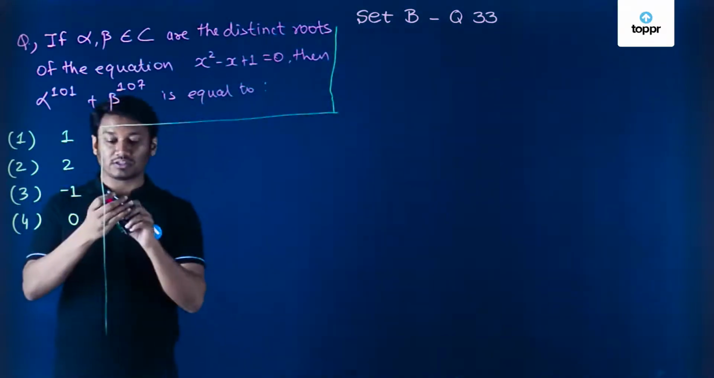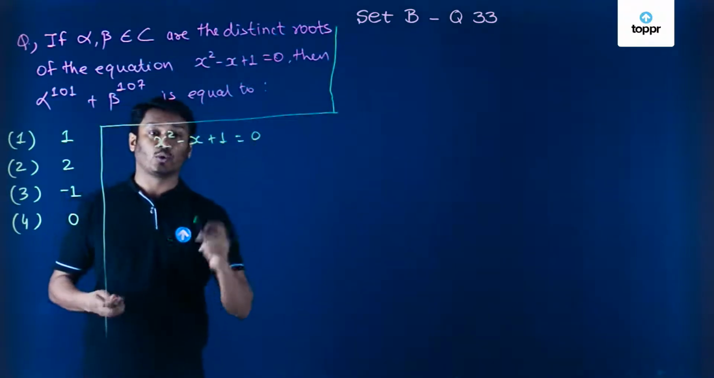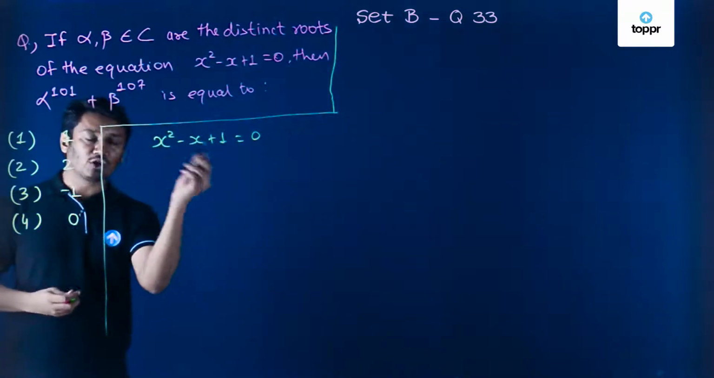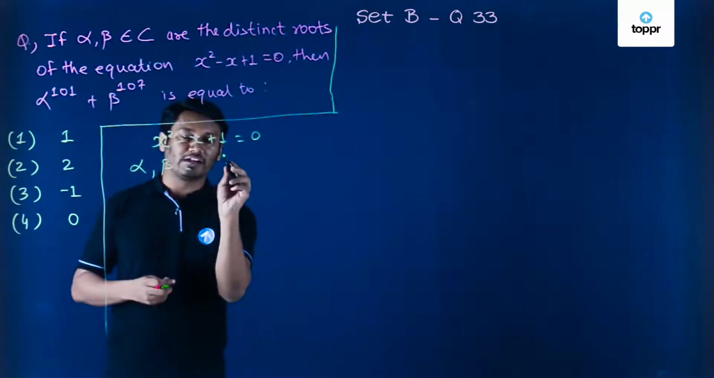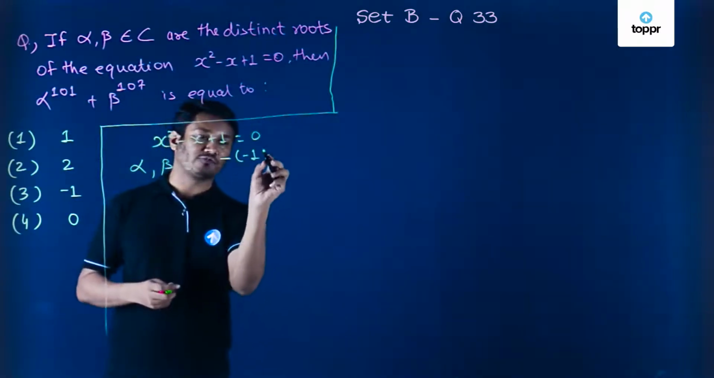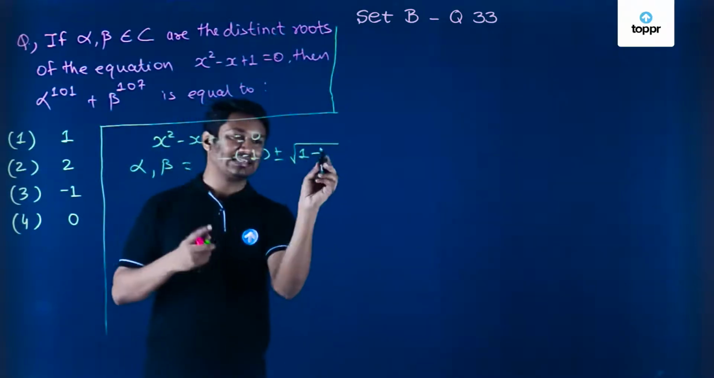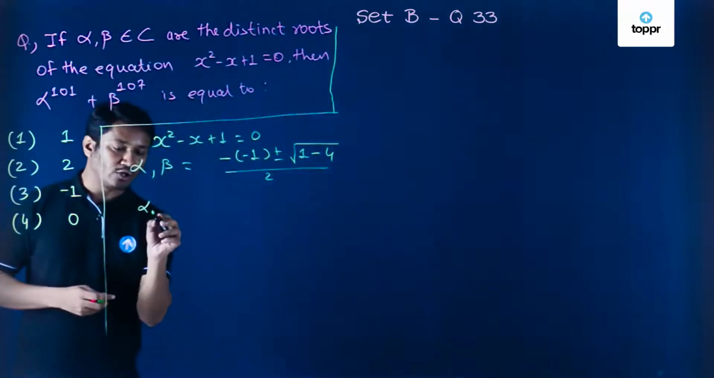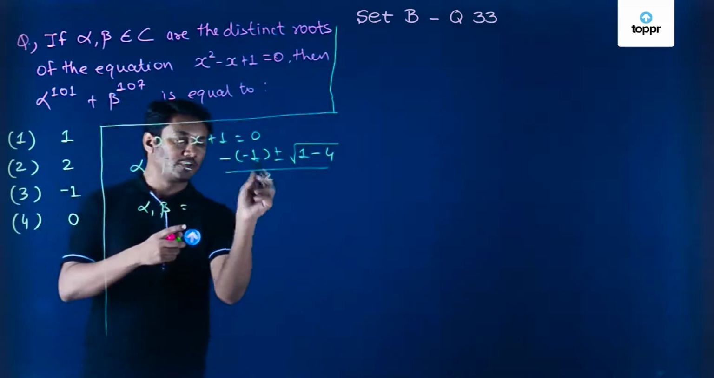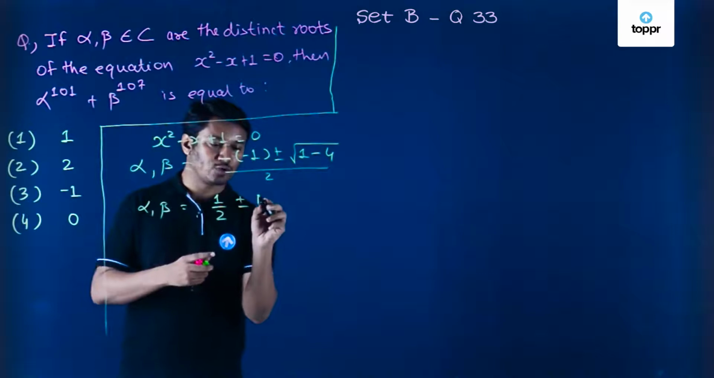We will first consider the given quadratic equation, which is x square minus x plus 1 equal to 0. Now, if I find out the roots of this equation, that means the values of alpha and beta, then it will be minus b, which is minus of minus 1, plus minus under root b square, that's 1, minus 4ac, that will be 4, upon 2a, a is equal to 1. So the values of alpha and beta become half plus minus under root minus 3, which will be i times root 3 by 2.